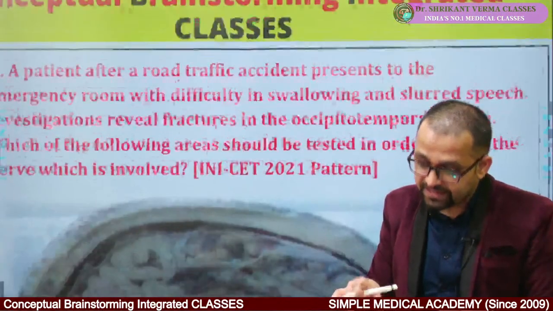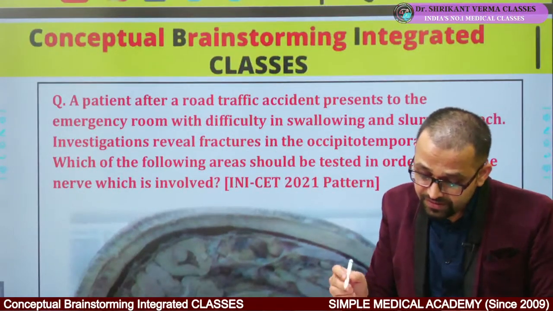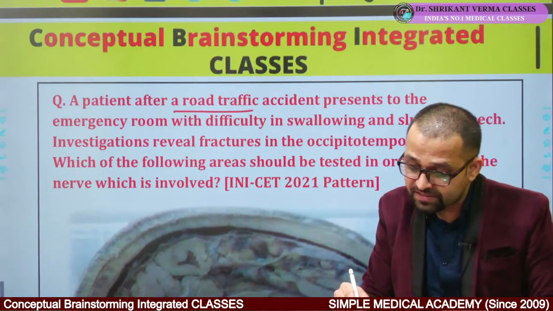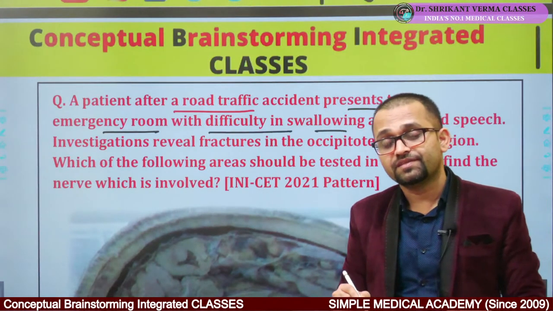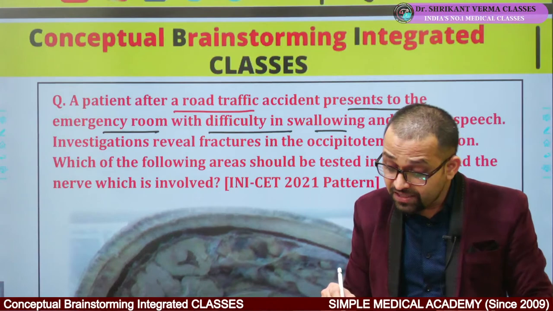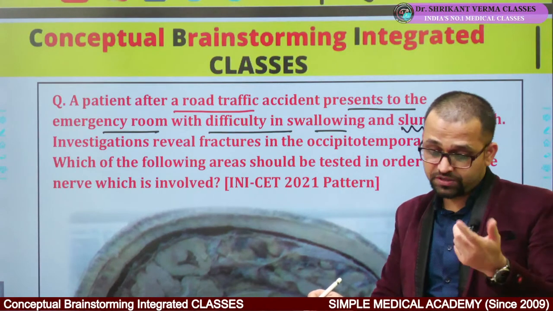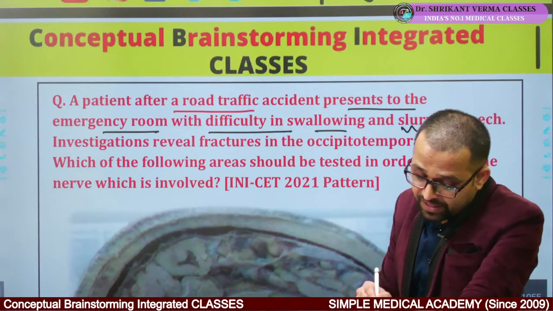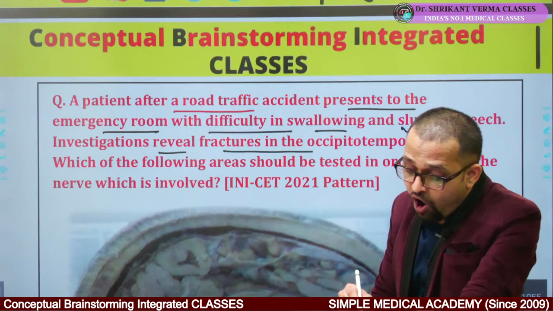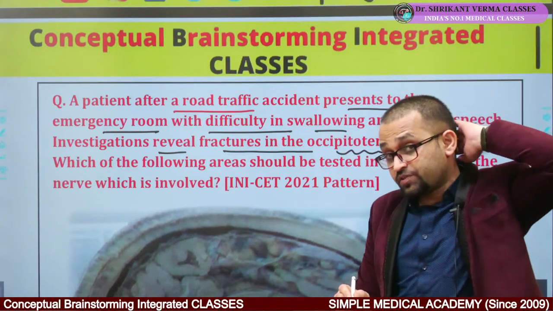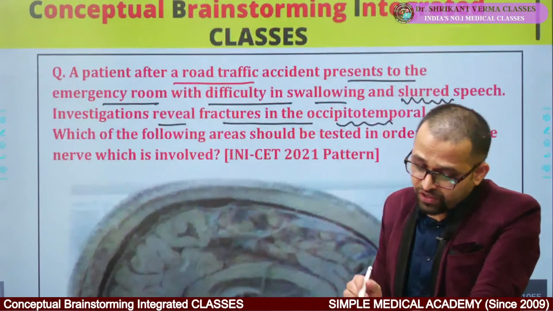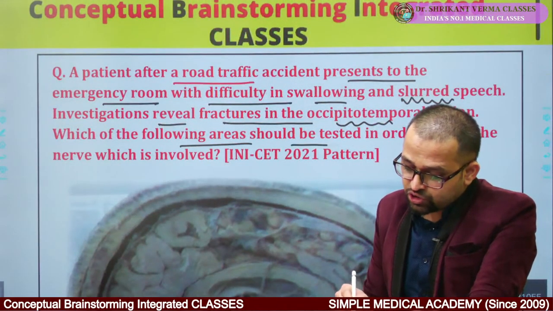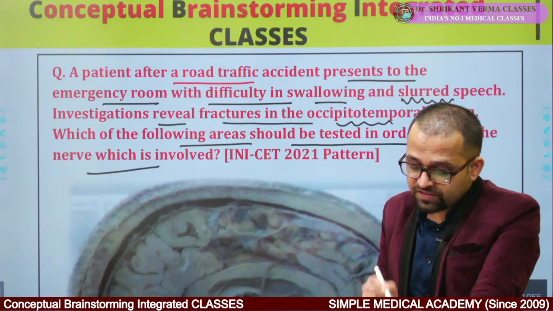See here, INICET 2021 pattern. A patient after a road traffic accident presents to the emergency room with difficulty in swallowing. He is unable to swallow, and has slurred speech. Investigation revealed fracture in the occipitotemporal region, occipital bone and temporal bone. So again, cranial nerve foramina are involved. Which of the following areas should be tested in order to find the nerve which is involved?